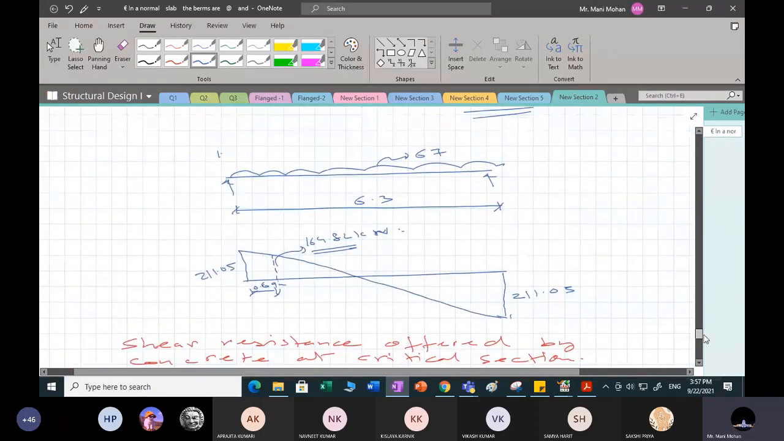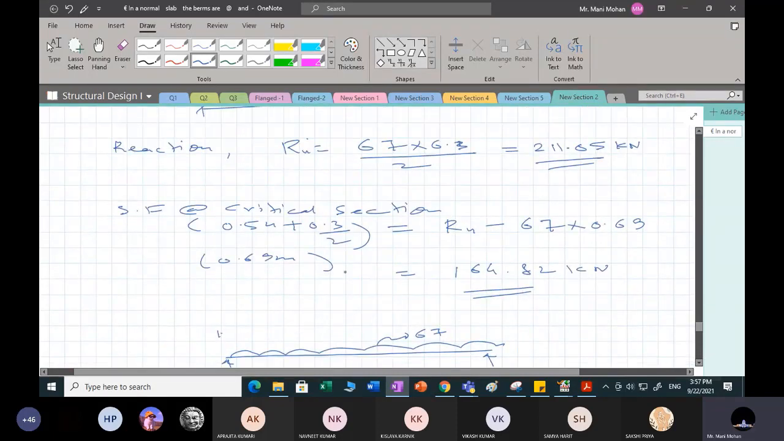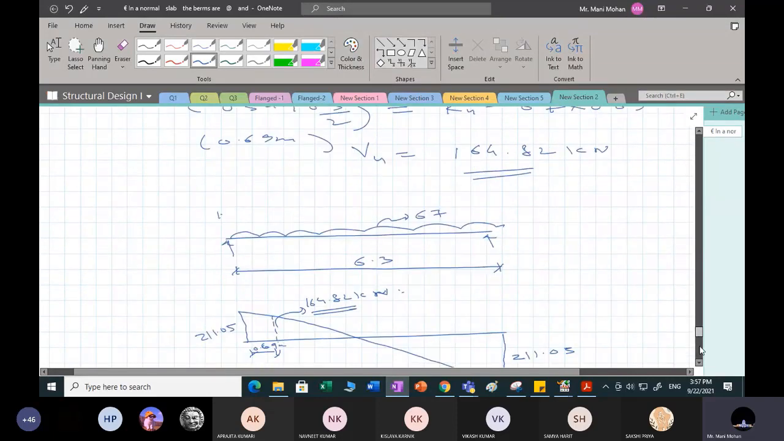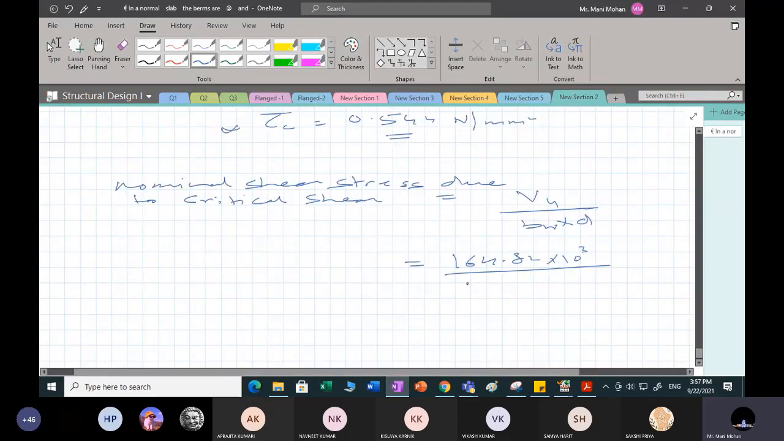So we had computed the shear force at the critical section, which is nothing but your shear force Vu. So it will be Vu divided by width of web into effective depth d. Vu is 164.82 kilonewton, divided by width of web 230 and d is 540. So how much is this coming? Tau V is 1.33 Newton per millimeter square. So this is the shear stress which is going to come at that particular critical section.